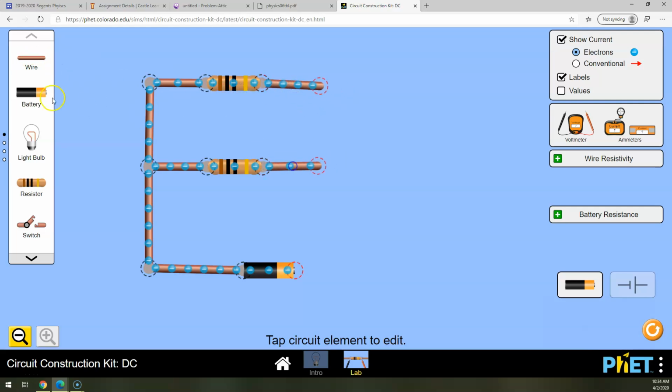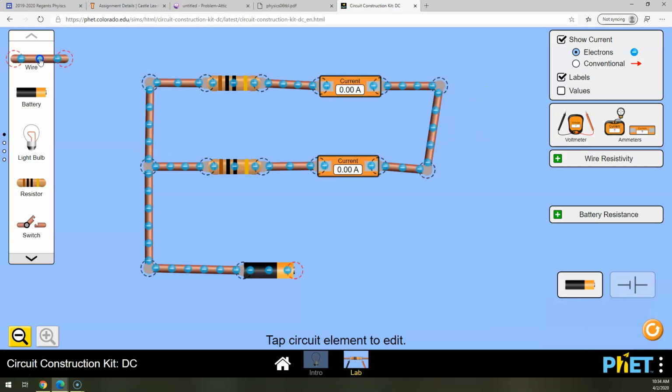Wire, wire. Let's just throw our ammeters in now. It's really important in this parallel circuit if I want to know the current through this resistor, that the ammeter is part of this resistor, and that the ammeter is part of this resistor. And so if I want to know the current through the entire circuit, I need to make sure that whatever current goes through the battery goes through the ammeter as well.